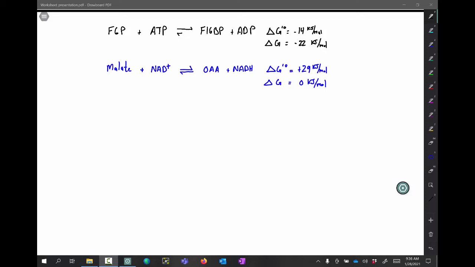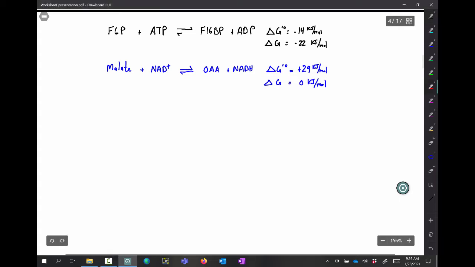Shown here are two common reactions found in very common metabolic pathways. The top one is found in the glycolytic pathway, whereas the bottom one is found in the citric acid cycle. Now, the context of those biologically is very important. However, I would rather focus in this recording on the free energy changes that are reported next to the reactions.